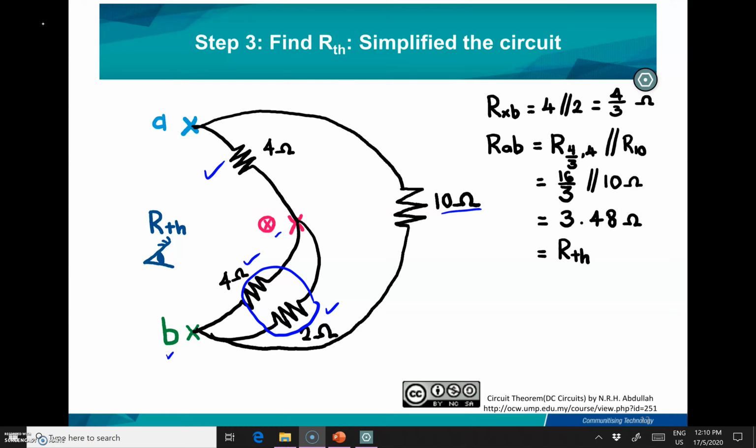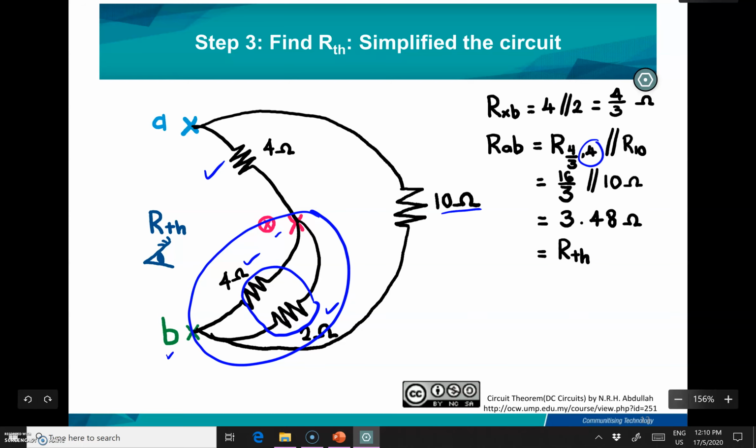This is the detail of the calculation, where you can see the RXB is here. So 4 parallel with 2 is equal to 4 over 3 ohm. And then for the RAB, you can see that 4 over 3 is in series with the 4 ohm, and then you have to parallel with the 10. You need to solve the series resistors, 4 over 3 in series with 4, first, and then parallel with the 10 ohm, and then you can get the value of R Thevenin, which is 3.4x ohm.